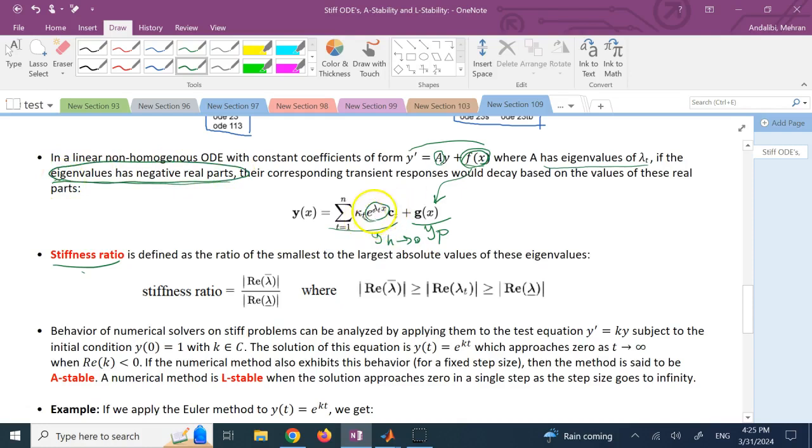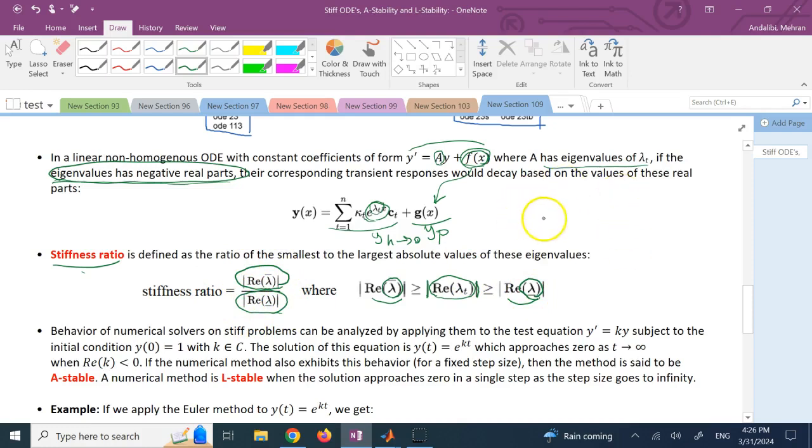Now, here, if we sort these lambdas, these eigenvalues, to be between two numbers, lambda under bar and lambda over bar, okay? So if the real parts of these lambdas, which we assume are all negative, have absolute values between some lambda over bar and lambda under bar, then the ratio of the real part of lambda over bar to lambda under bar is called the stiffness ratio. Well, what does that mean?